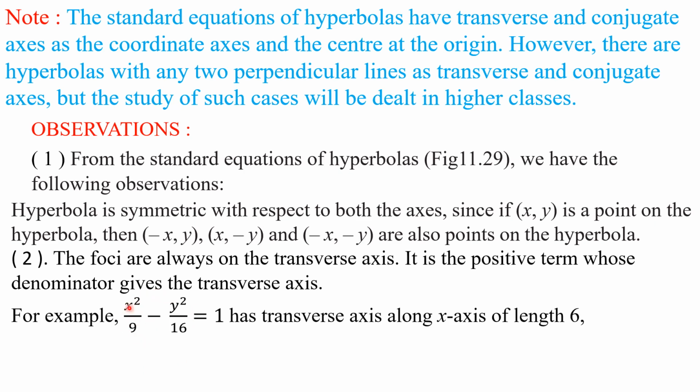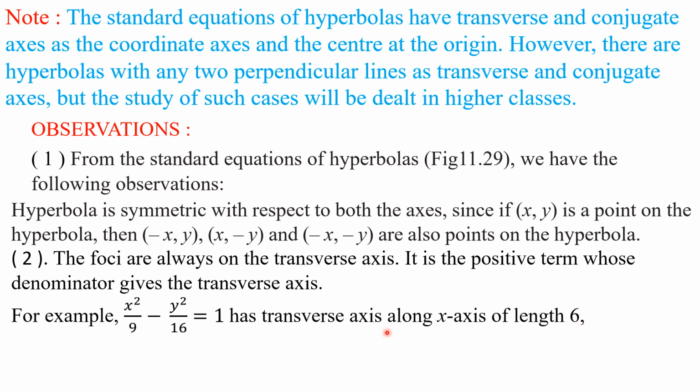X square by 9 is a positive term. Yes or no, my children? So, in the numerator x square is there. So, its transverse axis is the x-axis. Transverse axis is along the x-axis. And the length of this here, this is a square value. A square value is 9. Then what is the value of a? 3. Yes or no, my children? So the length of the transverse axis is 2a, that is 2 into 3, that is equal to 6 units.